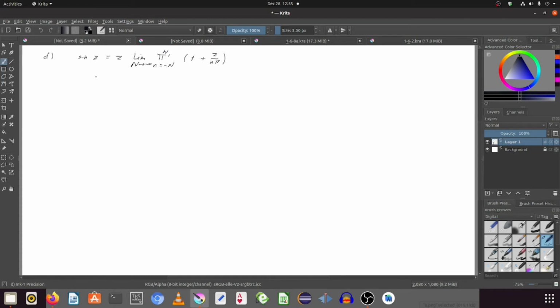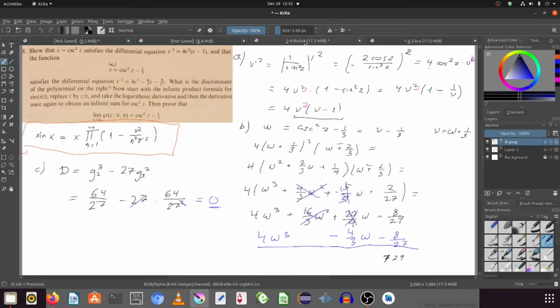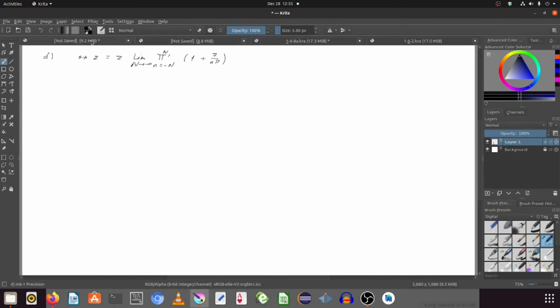Now I hope this is right. If we take the two with opposite sign, we get 1 minus z squared divided by n squared pi squared. I write it like this because then we have good convergence. It converges uniformly on compact sets.